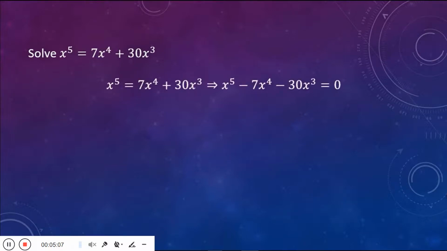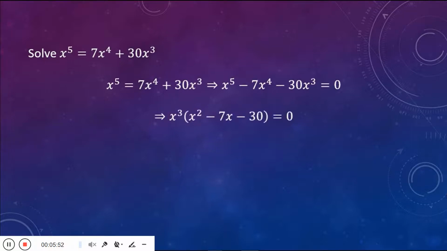And what I would recommend, once again, is that you move terms all to one side so that the term that has the highest power of x has a number in front of it that's positive. The number in front of that highest power of x is referred to as the leading coefficient. So move terms to one side so that the number in front of the term with the highest power of x is positive. So I'm going to subtract the 7x to the fourth and the 30x cubed from each side to give me x to the fifth minus 7x to the fourth minus 30x cubed is equal to 0.